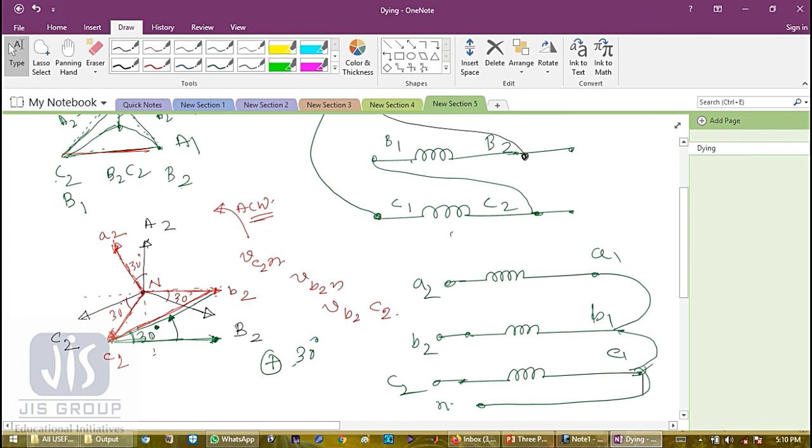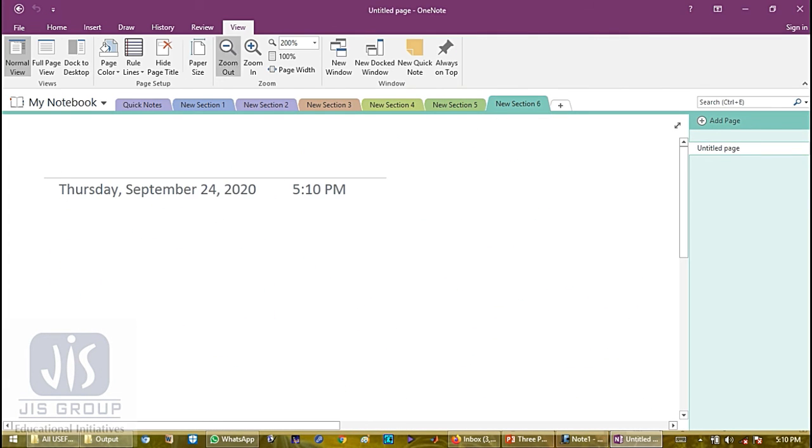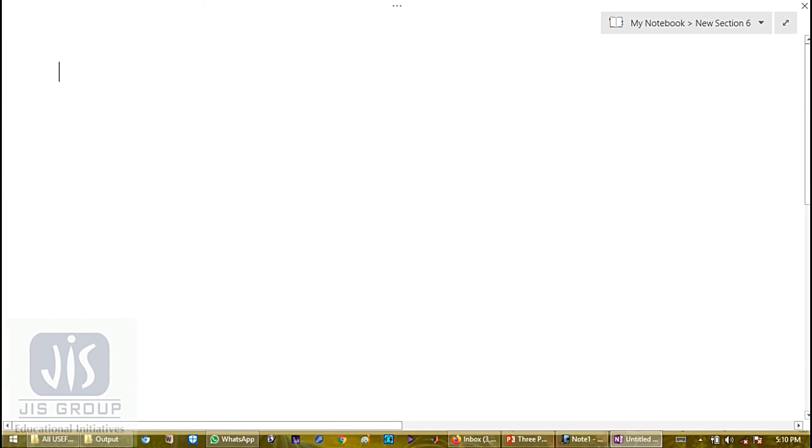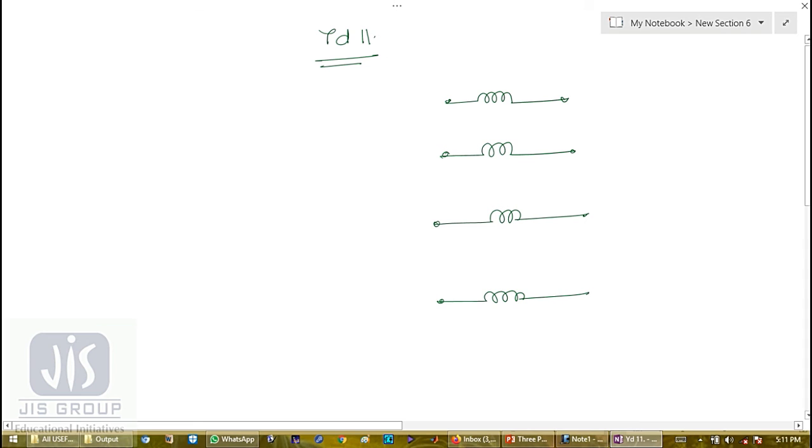So only one is left. The last one. Let me draw which one I left, YD11. Okay, so let me draw the YD11. So primary star, secondary delta. So let me draw both the windings first. Similarly, the secondary side also has 3 windings.